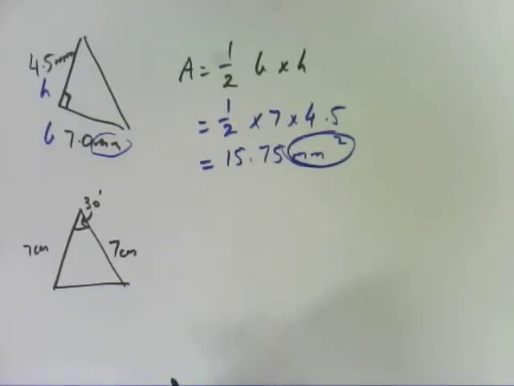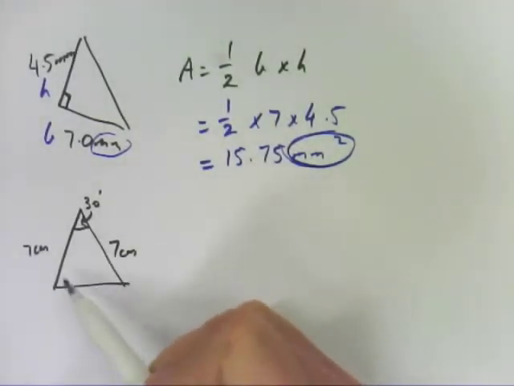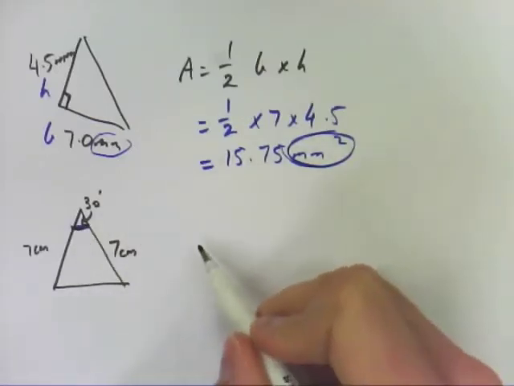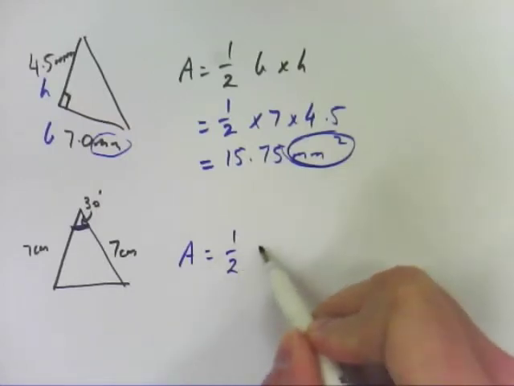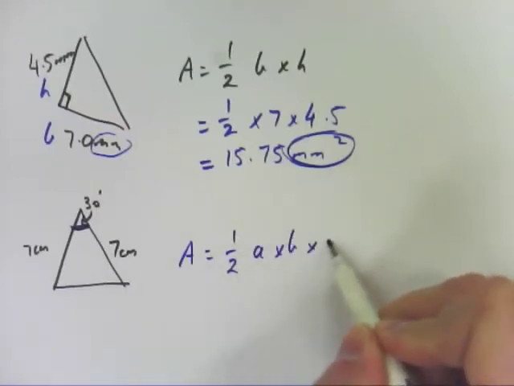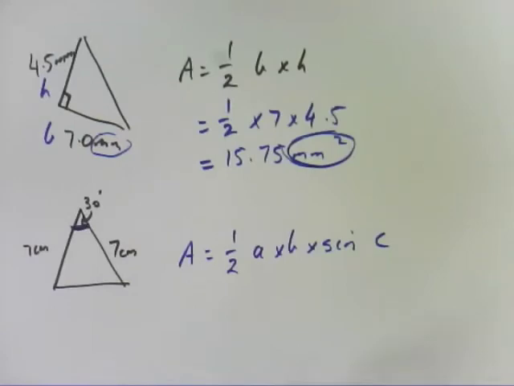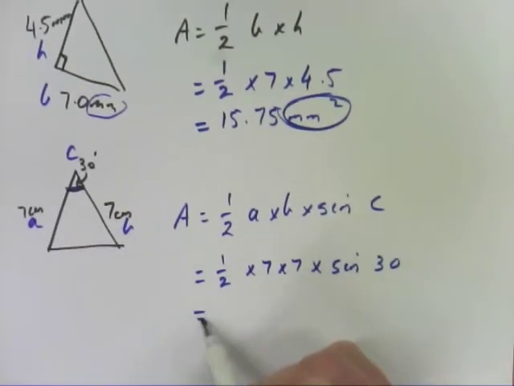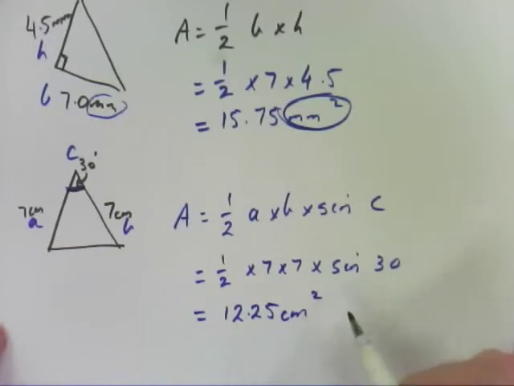So this next one, we can see we have two sides and the angle between them. So what we can do is use area equals 1/2 A times B times sine C. So I'm going to label them. This is A, this is B, and this is capital C. So 1/2 times 7 times 7 times sine 30. And if we calculate that out on a calculator, we get 12.25 centimeters squared. Don't forget your units again.